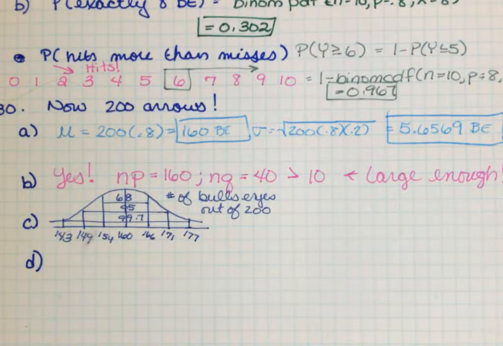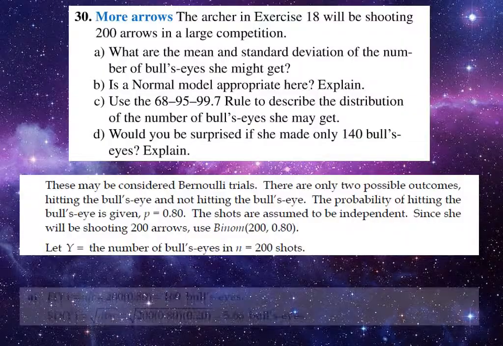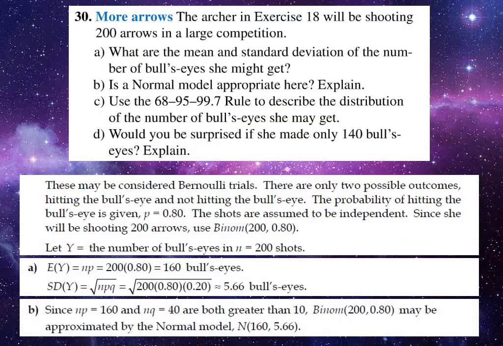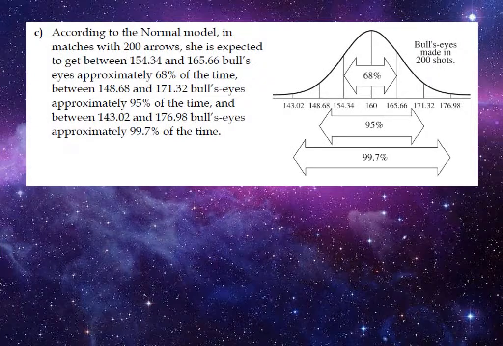For part C, kind of like their picture better than mine, that's okay. Really, when they're asking you to describe using the empirical rule, you can sit down and write out, hey, guess what? 68% is going to be between 154.34, 165.66. You could write all that out, but it takes a lot less time to just draw the picture. Yes, ma'am. Right. You don't have to do both of them. One or the other is good enough.